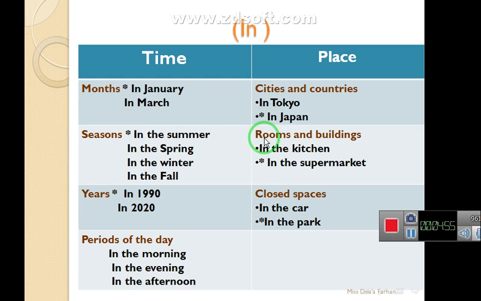Number 2, in rooms and buildings, الغرف أو المباني. Here we have the word kitchen اللي هو يعتبر غرفة من غرف البيت اللي هو مطبخ.